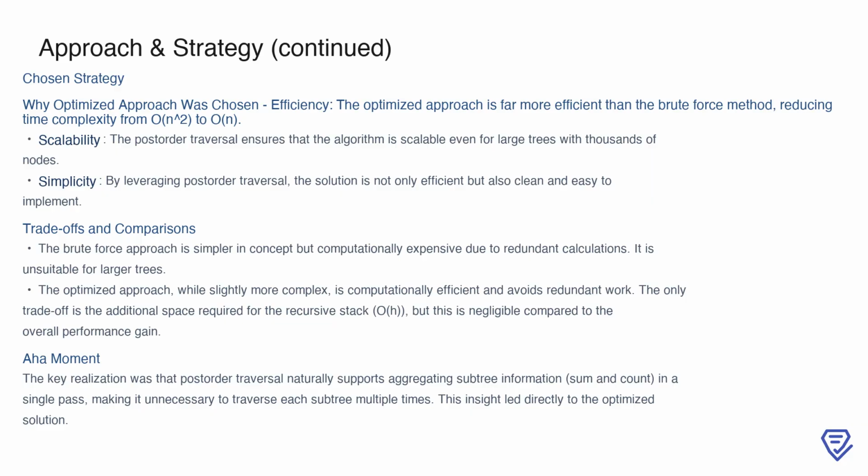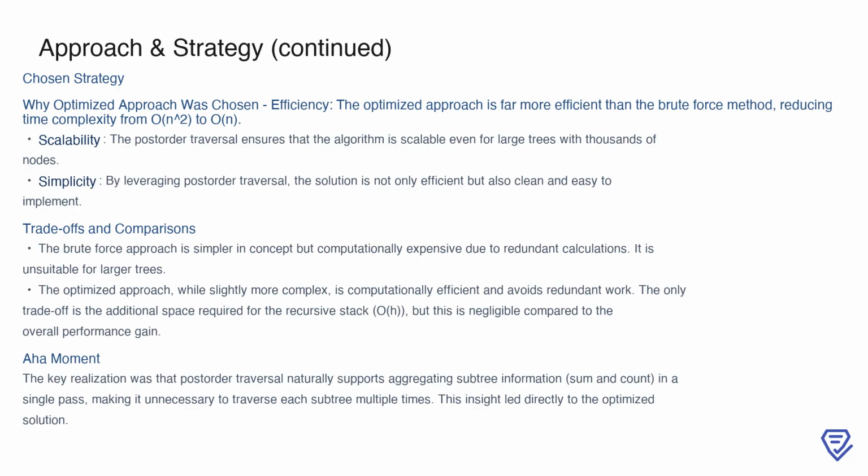The optimized approach was chosen for several compelling reasons. First and foremost, it is far more efficient than the brute force method, reducing the time complexity from O(n) squared to O(n). This improvement makes the algorithm scalable even for large trees with thousands of nodes. Additionally, post-order traversal ensures that the solution is both efficient and straightforward to implement, striking a balance between performance and simplicity.